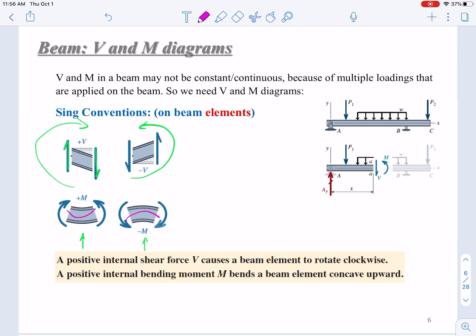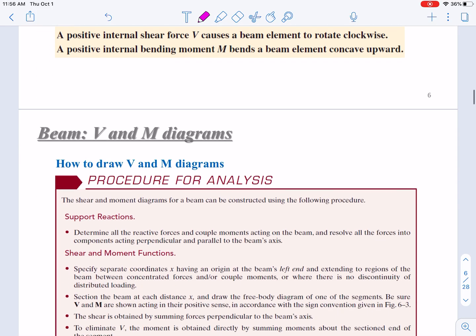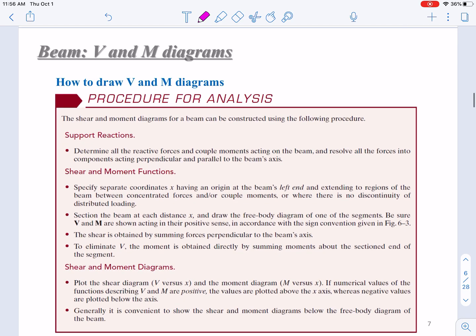It's because positive always means something making you happy, so you will smile, right? So positive bending moment will make your beam element smile, and negative bending moment will make it cry. This is much easier to remember, I believe. Then how to draw the V and M diagrams?